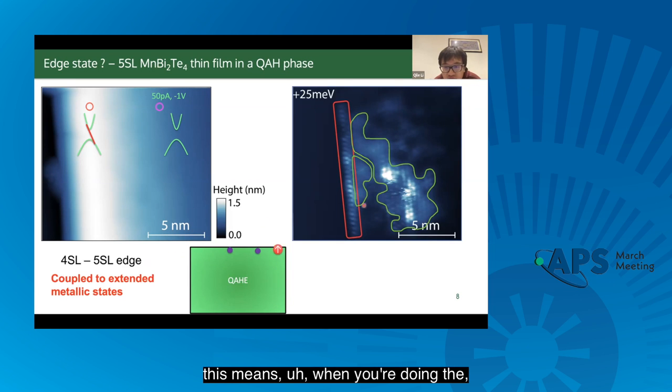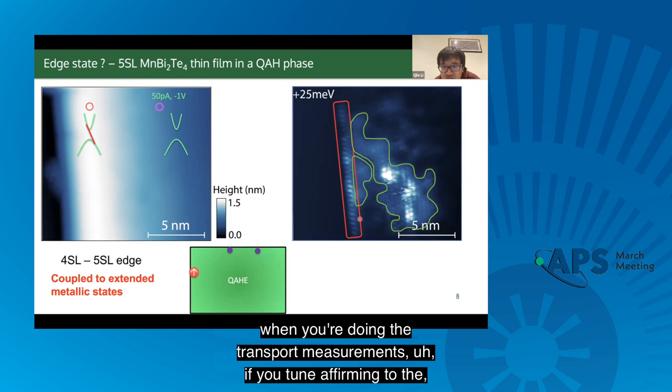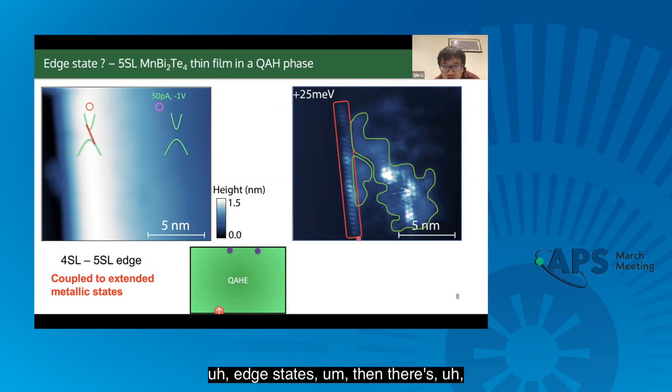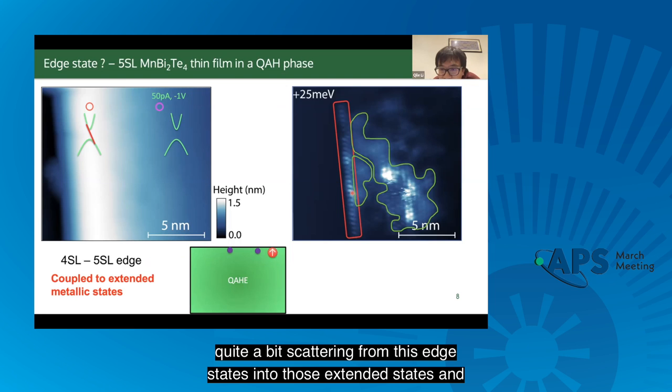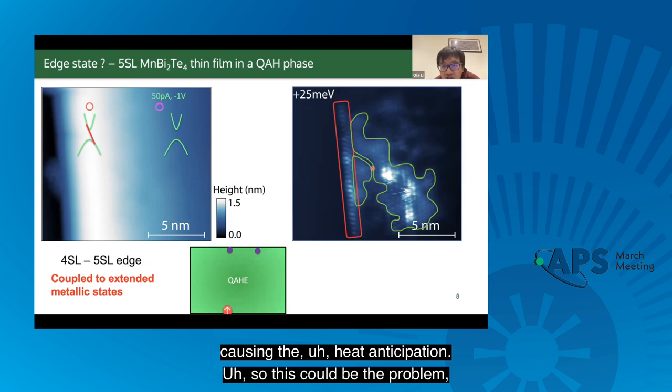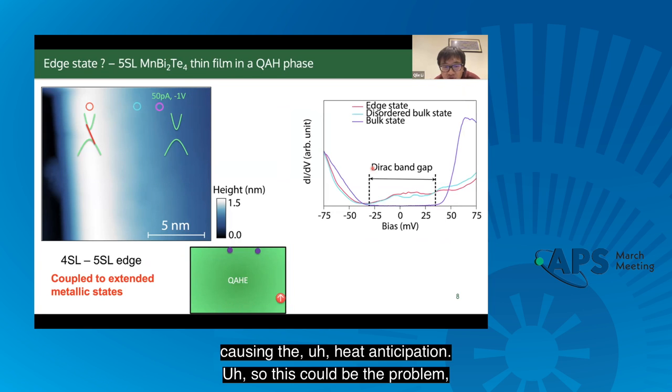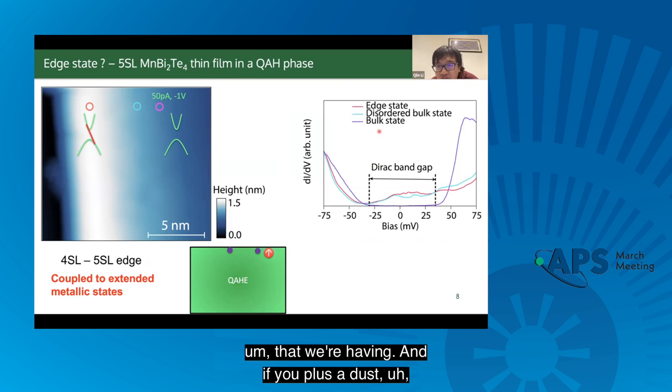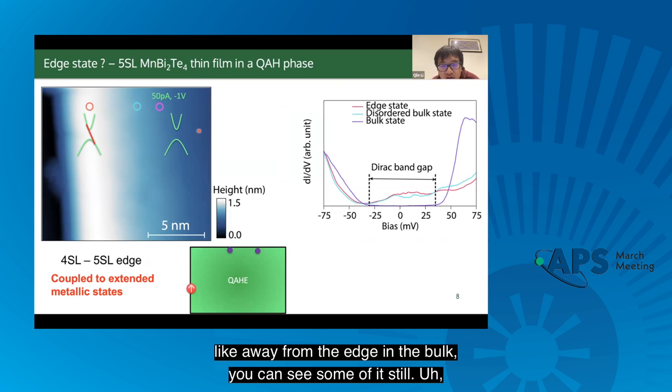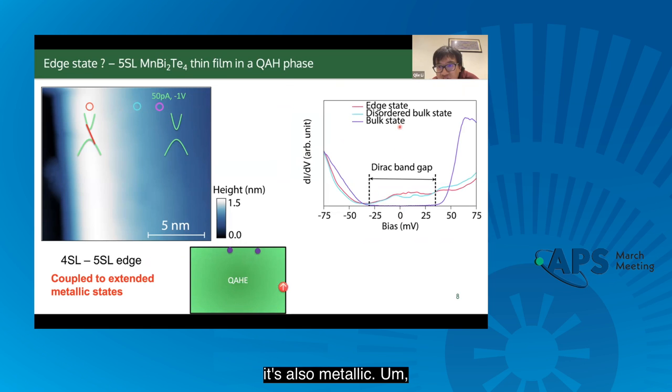and this means when you're doing transport measurements, if you tune the Fermi level into the edge states, then there's quite a bit of scattering from this edge state into those extended states, causing heat dissipation. So this could be the problem that we're having. And if you plot a DOS away from the edge in the bulk, you can see some of it is also still metallic.